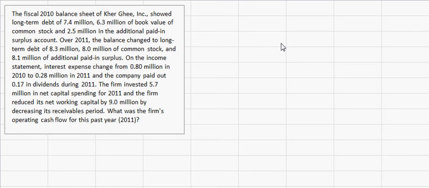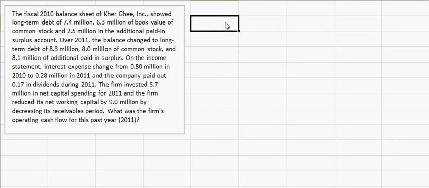Hello, FINA 331 students. This is an example of working through a problem like problem 12 on your first homework. So we've got all the information posted here, and we'll just go from there.